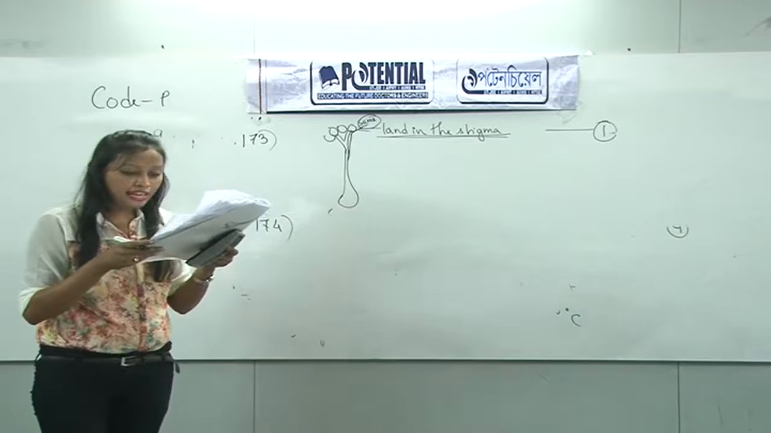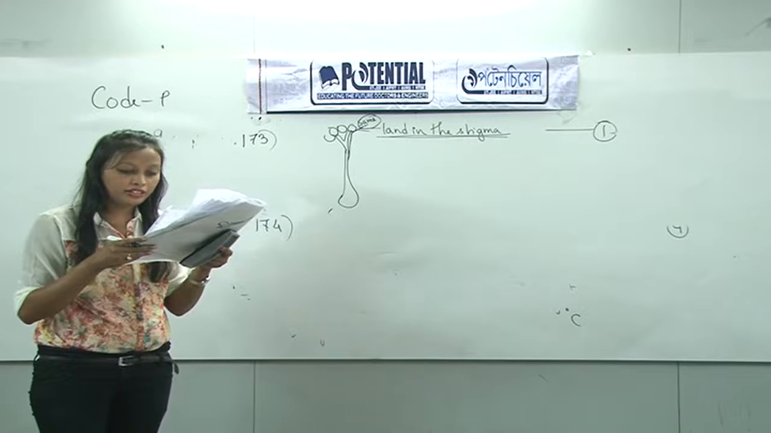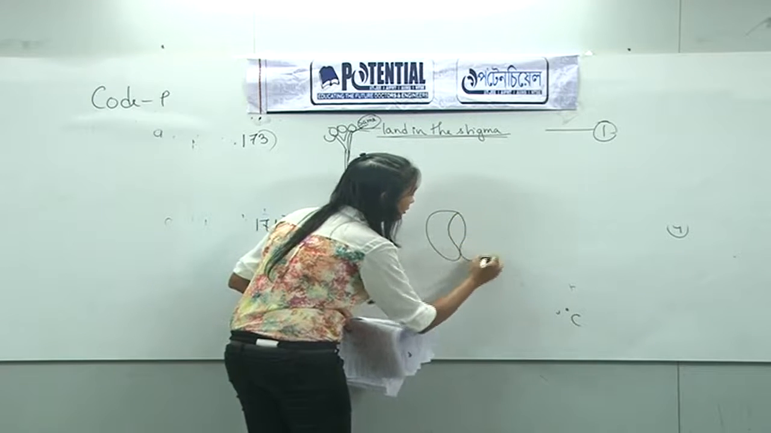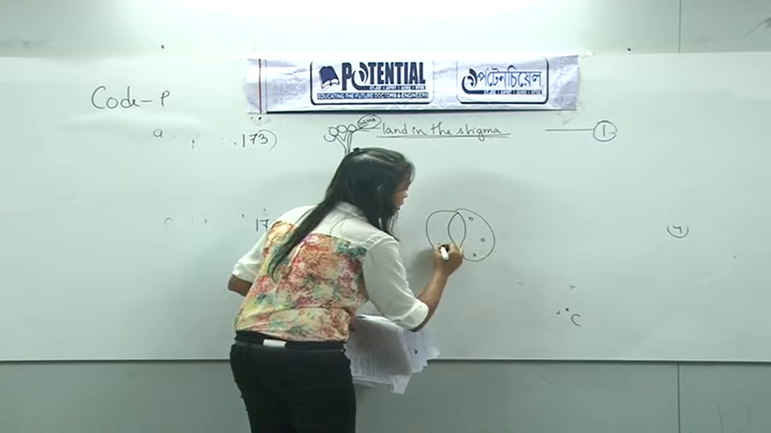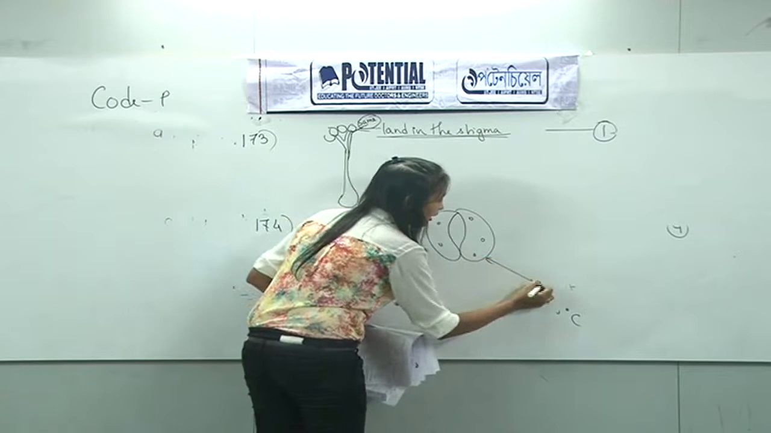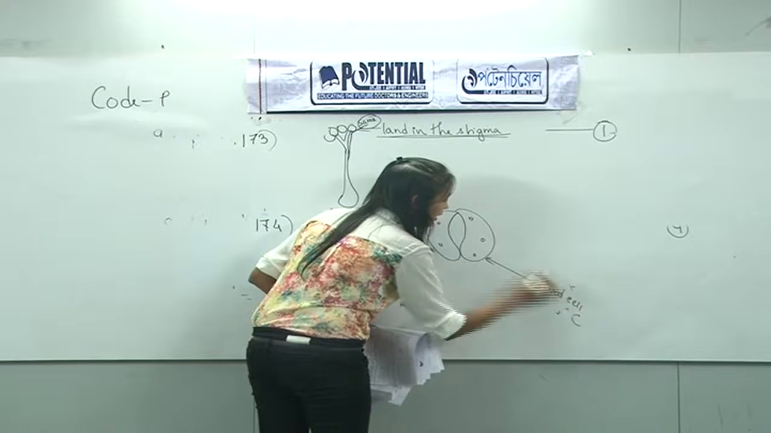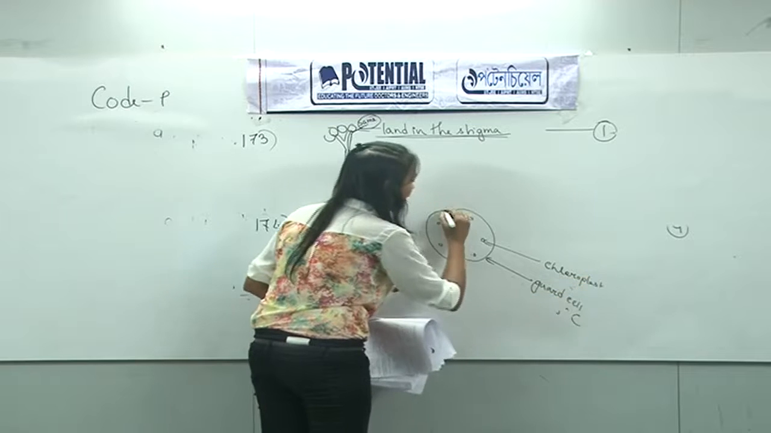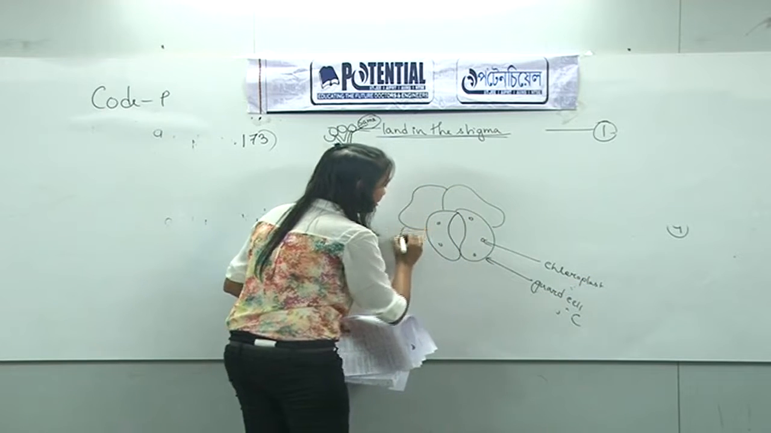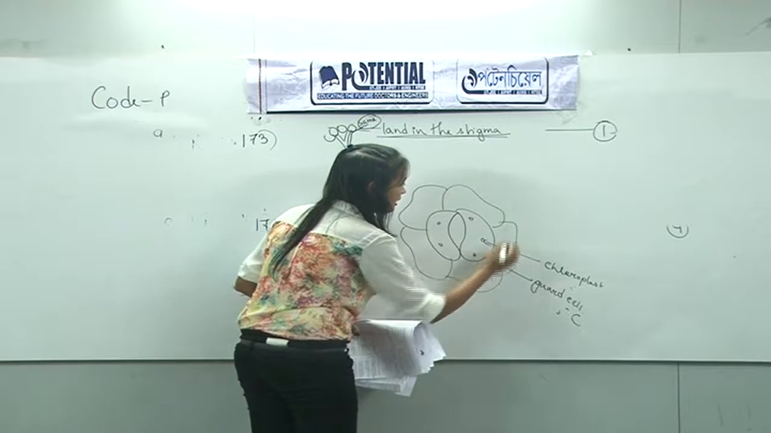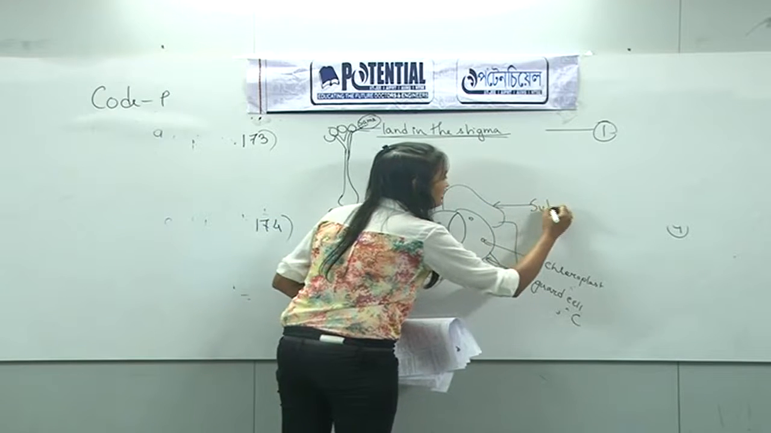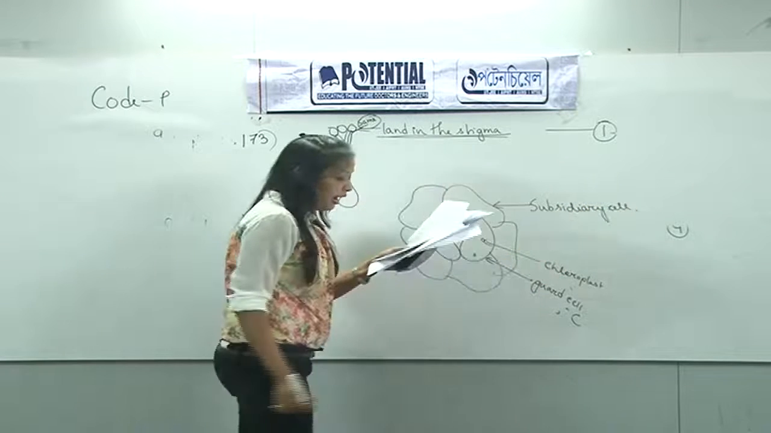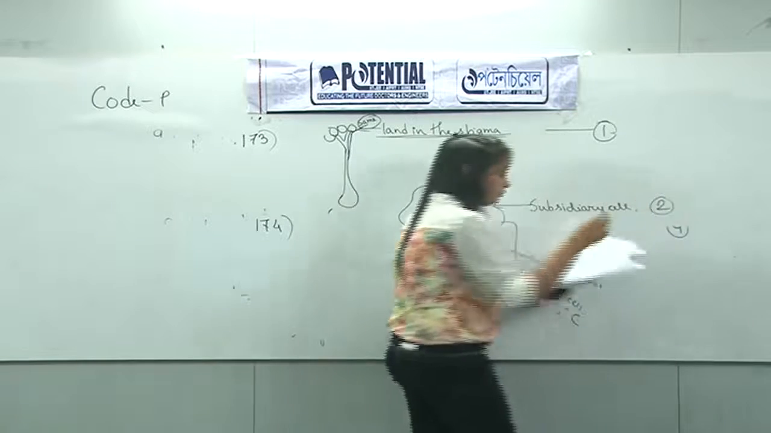174. Specialized epidermal cells surrounding the guard cells are called... We know that the stomata is covered by specialized cells which are known as guard cells. These are different from other epidermal cells because they contain chloroplast. And surrounding these guard cells, another group of epidermal cells is present around the stomata, and they are known as subsidiary cells. So the correct answer is 2.